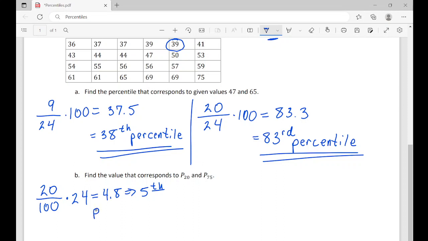So the number that corresponds to the 20th percentile is 39.